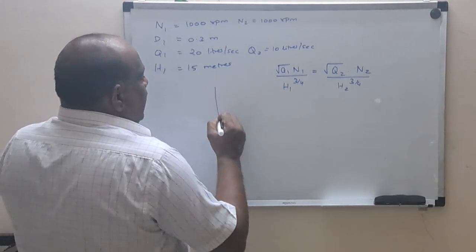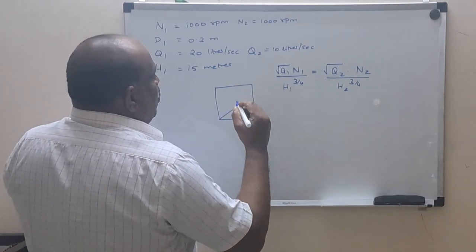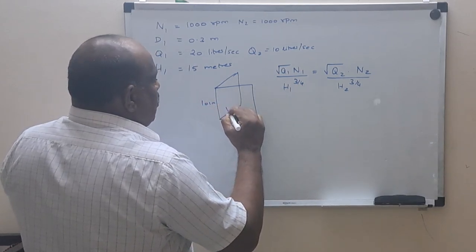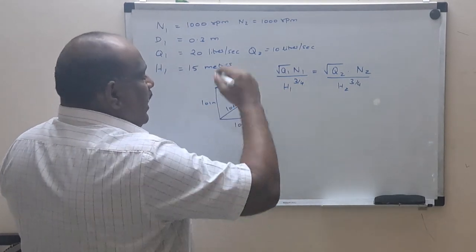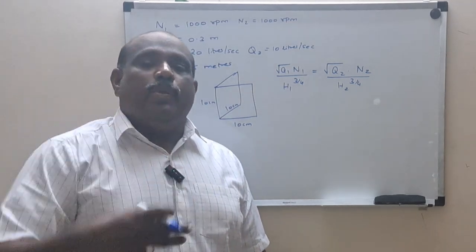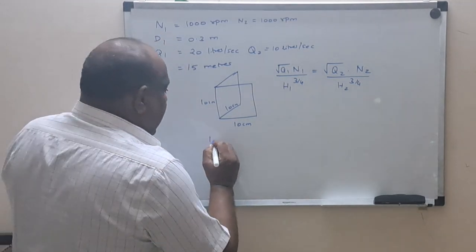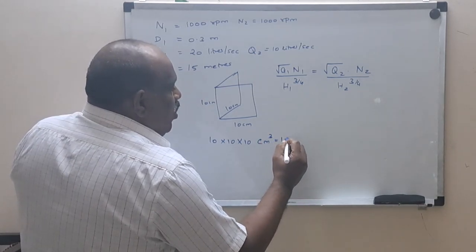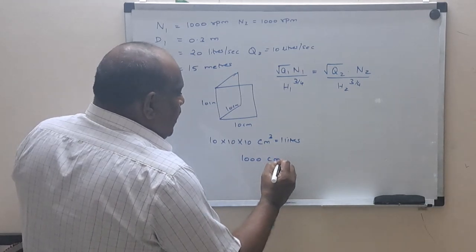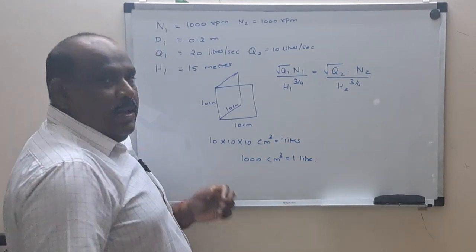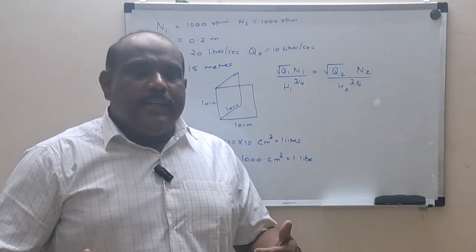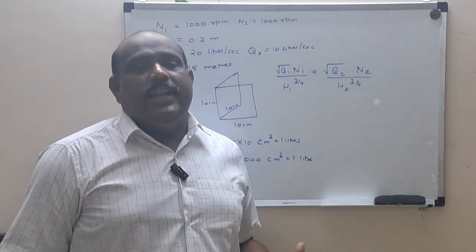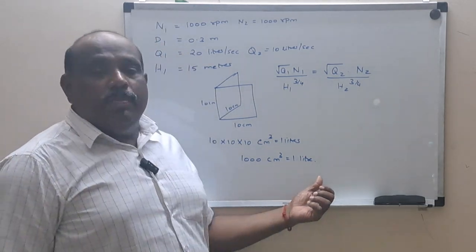What is 1 liter? If I take a cube with length 10 centimeter, breadth 10 centimeter and height 10 centimeter, the volume it occupies is called 1 liter. That is 10 into 10 into 10, centimeter cube, which is 1000 centimeter cube. So 1000 centimeter cube equals 1 liter. Got it what I'm telling? The volume of water occupied within this container is called 1 liter, which is 1000 centimeter cube.